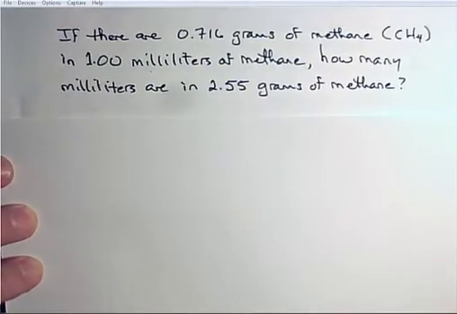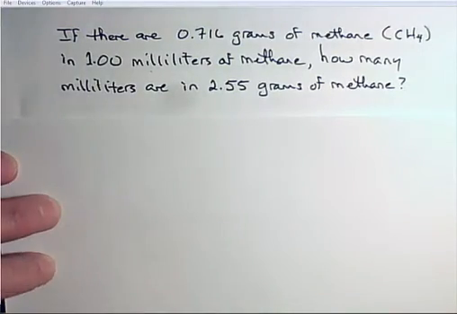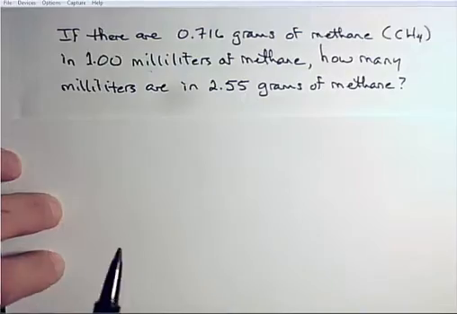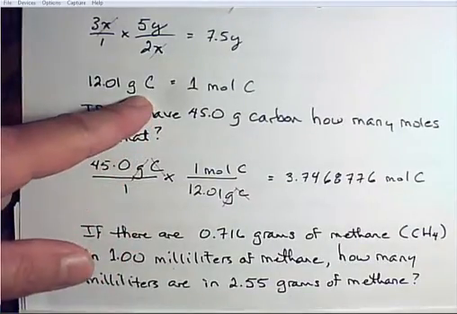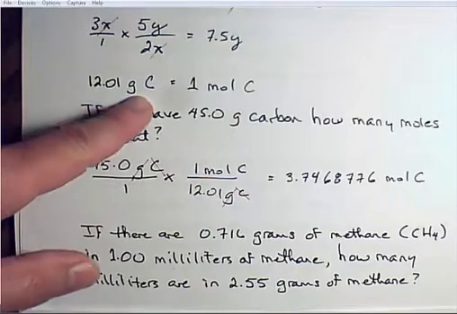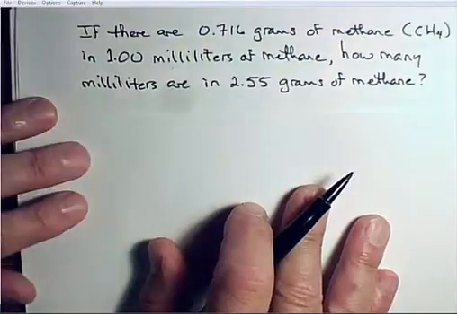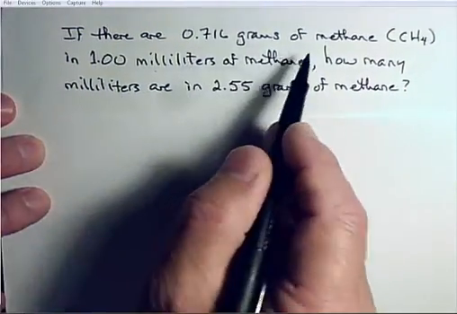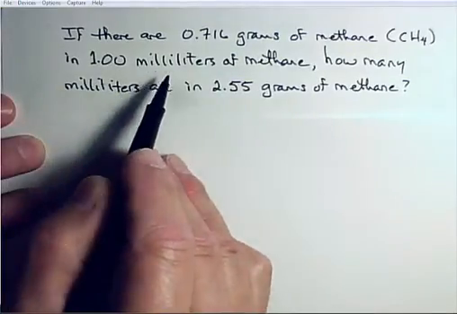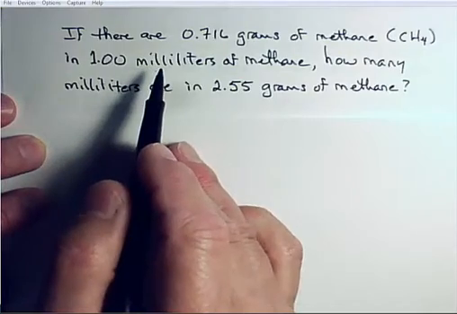The first thing you are required to have for a conversion problem like this is to write out the equality statement. Now yesterday in the example, I showed you an equality statement. But I also said if you don't have it written out for you, you have to write out the equality statement. So let's look here. If there are 0.716 grams of methane in 1.00 milliliters of methane, that right there tells you those two things are equal, right?